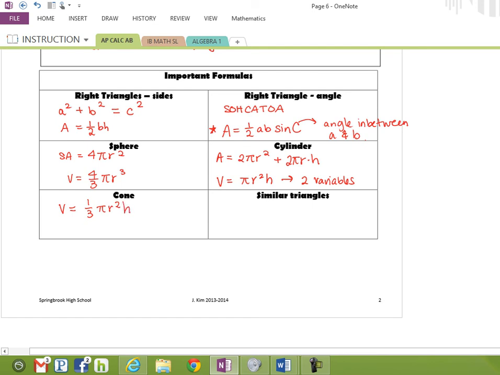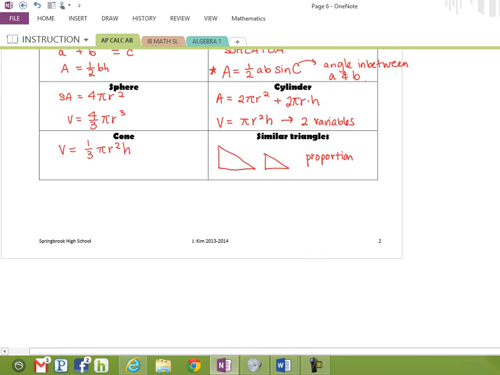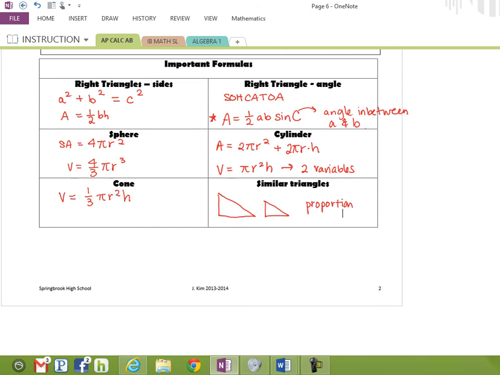And similar triangles. Instead of doing a formula, I'm just going to write up a proportion, okay? Similar triangles have sides that are proportional. So these are pretty much most of the formulas that you'll be using. I'm going to do one more example for today's notes, and that should get you through homework number 16.